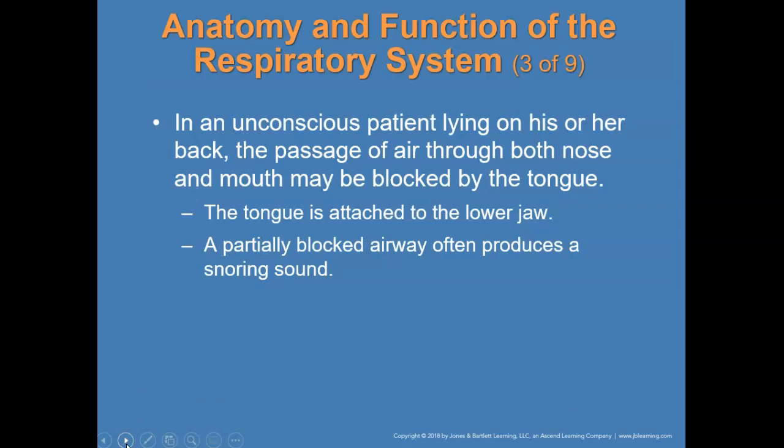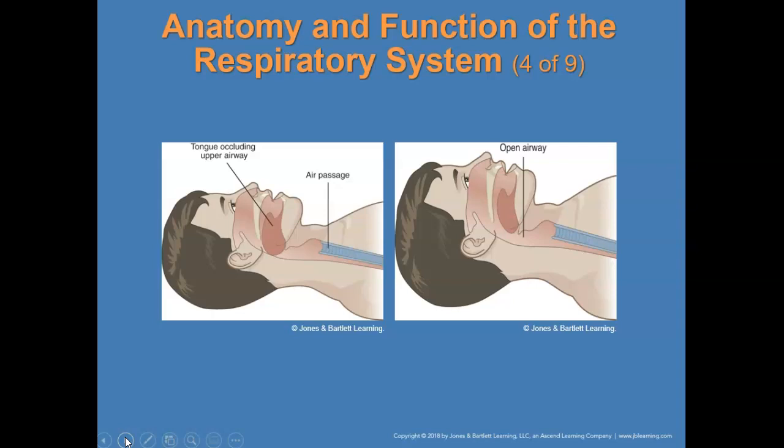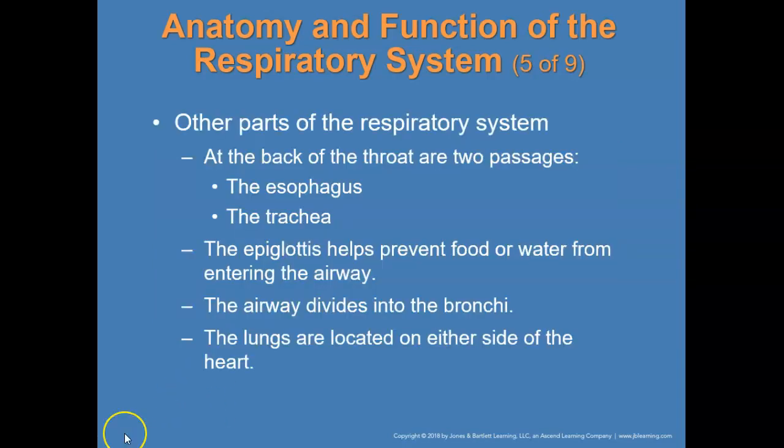In an unconscious patient lying on his or her back, the passage of air through both nose and mouth may be blocked by the tongue. The tongue is attached to the lower jaw. A partially blocked airway often produces a snoring sound. So just opening that airway will remove the tongue off of the back of the throat there. You can see that picture. The tongue is laying right in the middle of the block in the trachea, and then when you push it back, it's open.